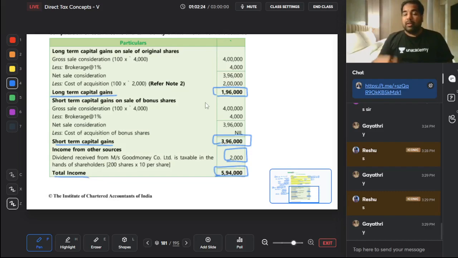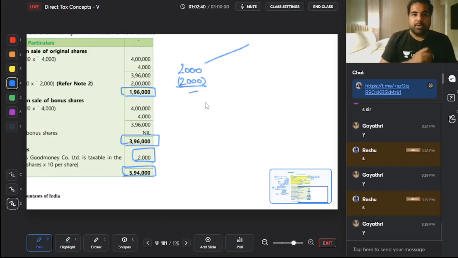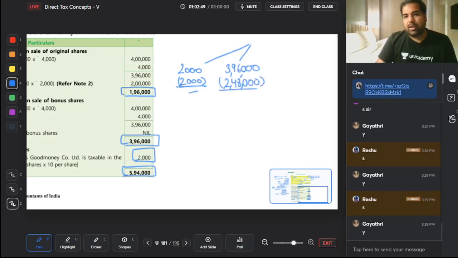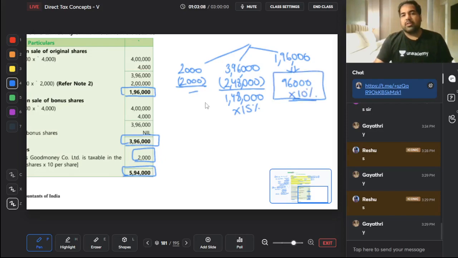This is the total income. If you want to calculate tax, how will you calculate tax? He has a basic exemption limit of 2.5 lakh rupees. First, this dividend income will be adjusted. So out of 2.5 lakh, 2000 of the basic exemption limit is used. Next, this 3 lakh 96, you will adjust it. So against the 3 lakh 96, the balance basic exemption limit of 2 lakh 48 will be adjusted, which leaves 1 lakh 48, which will be at 15%, and on 1 lakh 96, only on 96,000 it will be at the rate of 10%. So this and this is your tax.